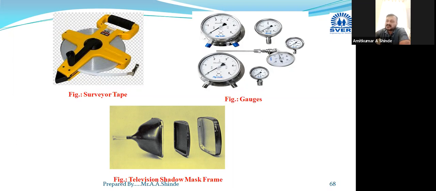Why are these Invar steels only used? Because they have almost zero coefficient of expansion in the temperature range from room temperature to 230 degrees Celsius. Okay, so that's why different gauges, surveyor tapes, the shadow mask frame of television, and precise instruments are manufactured with the help of these Invar steels.